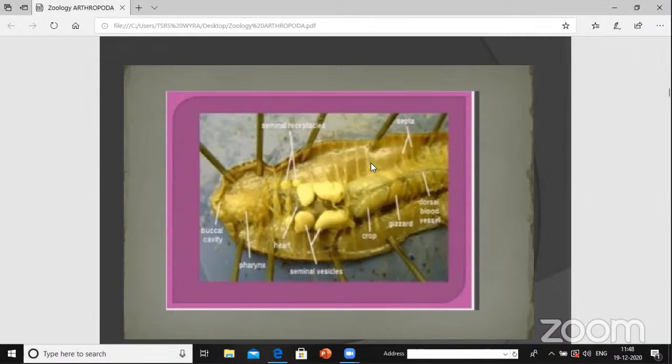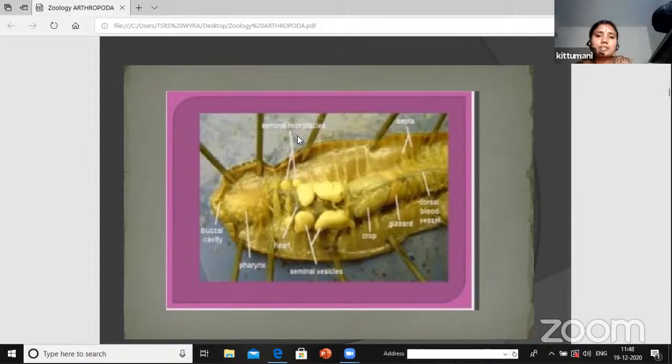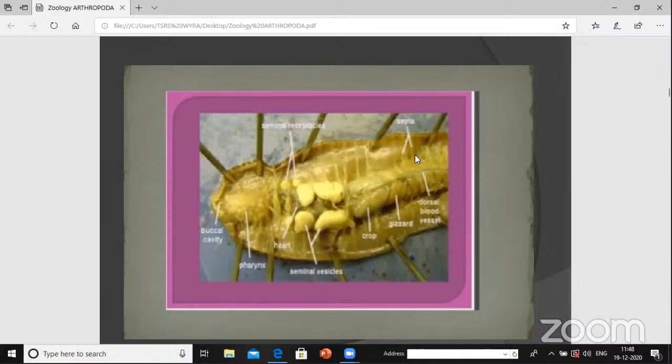Here we will observe the seminal particles, spermatheca. Okay, what is that? Spermatheca, and they are the seminal vesicle. And here the heart is present, and it is a crop, and it is a grinding mill, means gizzard, and it is a mid-dorsal line-like structure, the dorsal blood vessel, and they are the complete septa, externally and internally. Okay, this is all about the type study of the earthworm.